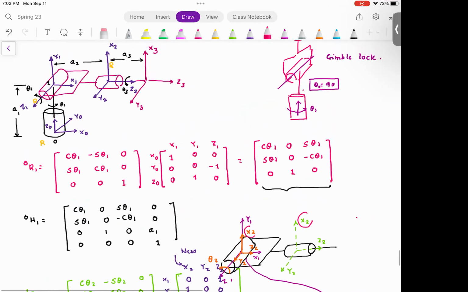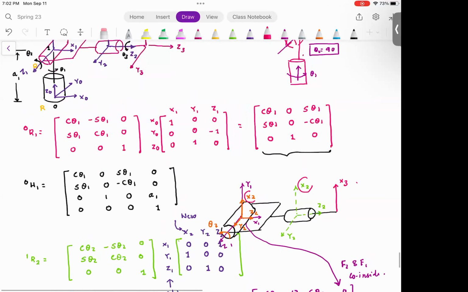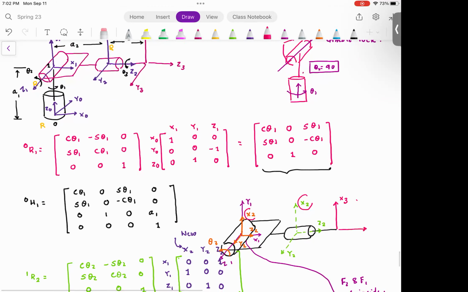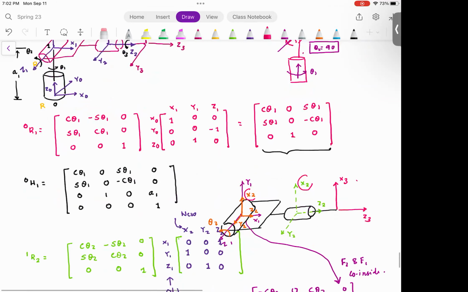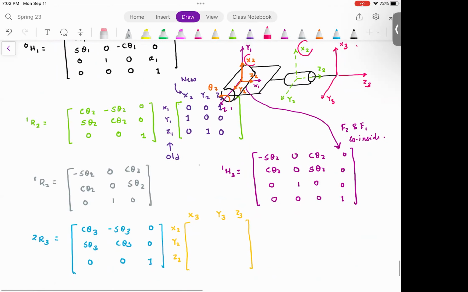I forgot to draw the last frame. So this is x3, this is z3, and this is y3. So it doesn't matter which frame you choose as your frame, x2. X3 is aligned with x2, y3 is aligned with y2, and z3 is aligned with z2. So luckily in this problem, everything became identity.